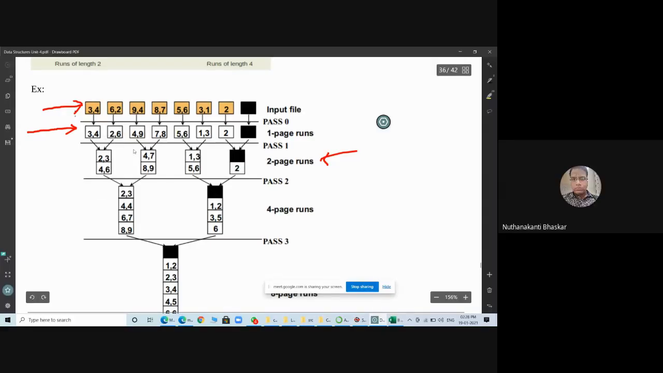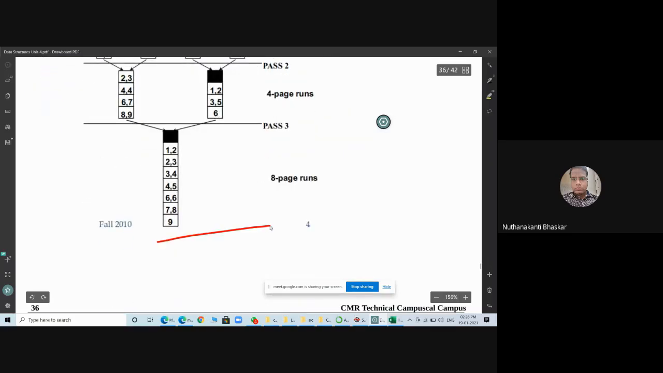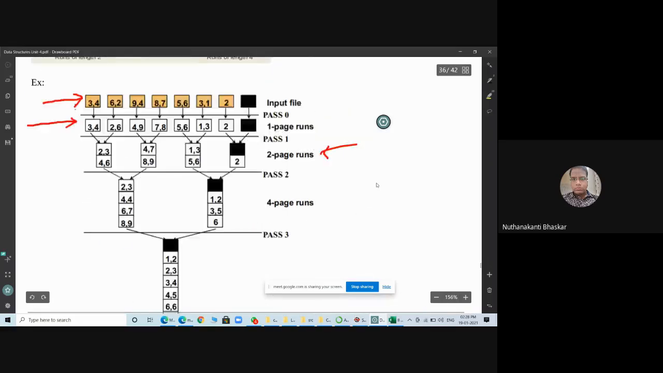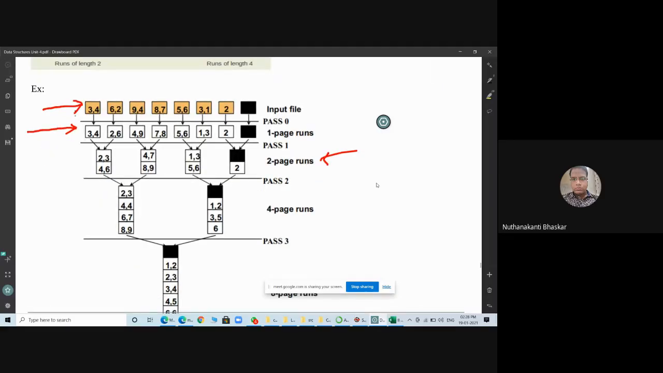Now 4, 6. What happened here? 4, 7, 8, 9. 1, 3, 5, 6, 2 asterisks. Then you can merge. Finally, you can get this. This is the two-way sorting mechanism. Are you clear about this two-way external sorting mechanism? Yes, sir.